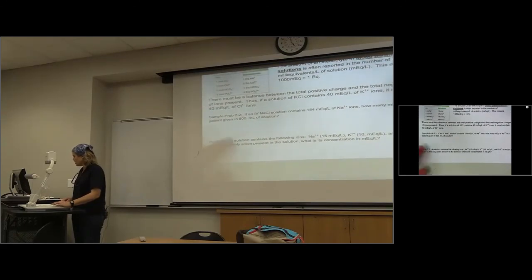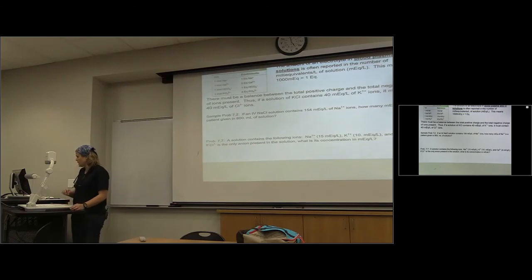It says the solution contains the following ions, sodium, potassium, and calcium. And it tells you chloride is the only anion present. What is the concentration? How are you going to figure that out?